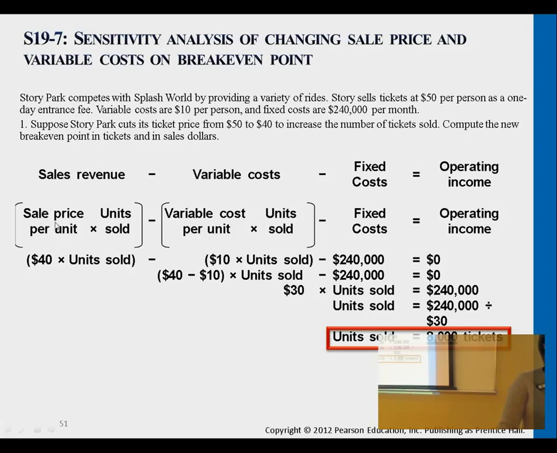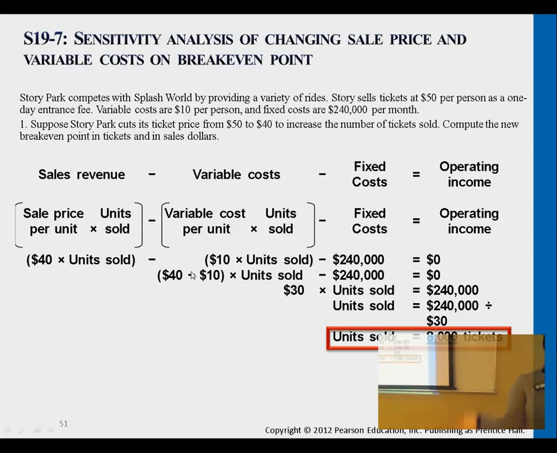But here we're putting our sale price per unit as 40, right? Ticket price was changed from 50 to 40, so we put $40 here, times units sold, and we subtract our variable cost per unit, which is what? Variable cost is $10 per unit, so you put $10 here, times units sold, minus your fixed cost, equal to 0.